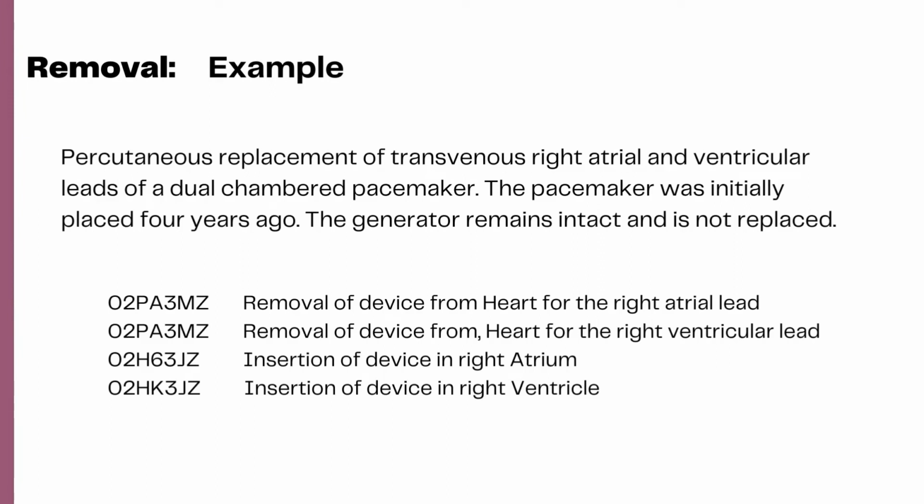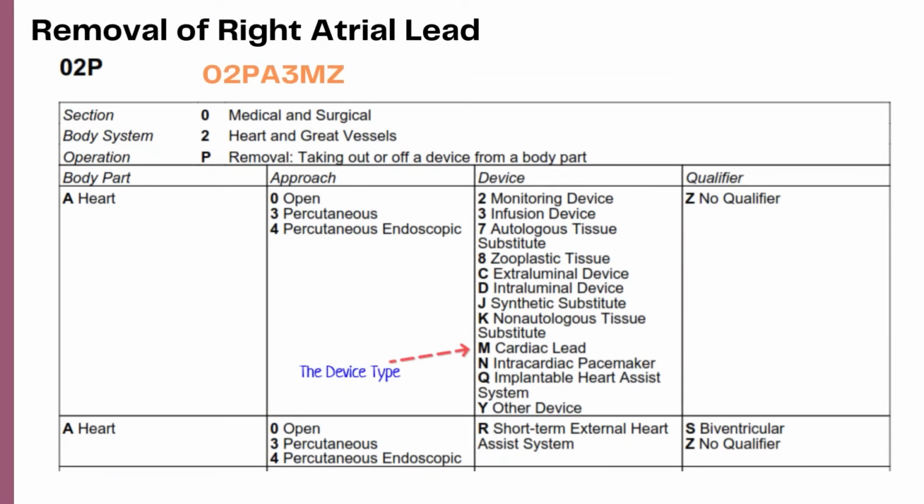So these would be the four codes. The first two codes for removal of the leads, and then the next two for the insertion of the two new leads. The first one is the table for removal of the right atrial lead. Section is medical and surgical. Body system is heart and great vessels. Root operation is removal. Body part would be heart. Approach is percutaneous. Sixth character for the device would be cardiac lead. And the seventh character is Z, no qualifier.